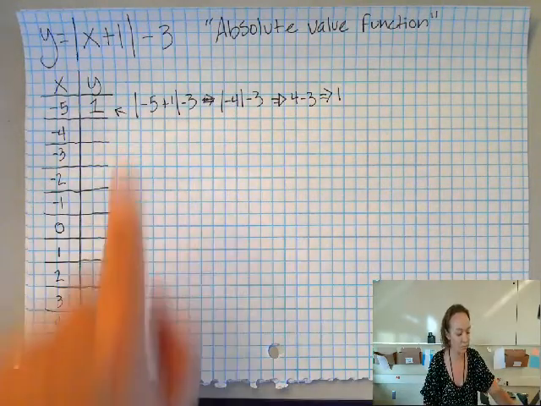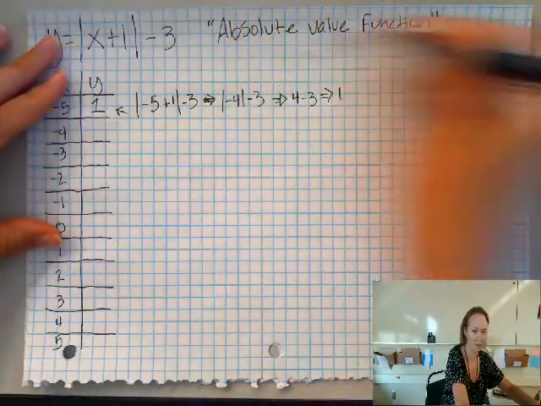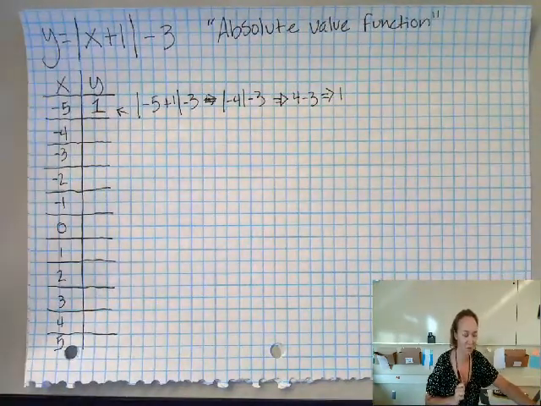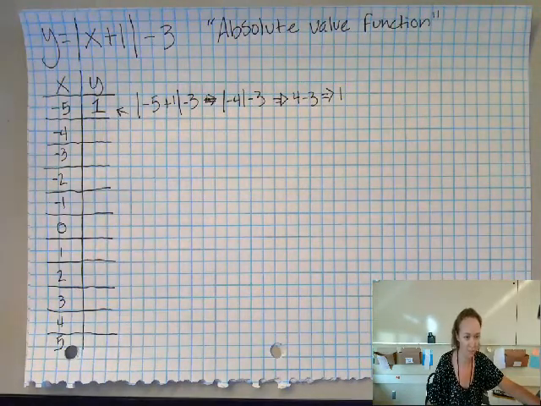I kind of wrote it along the side. Normally I don't actually do that. Normally I just jot it off on the side somewhere, but I'm trying to be more organized for you guys. So keep going. If you realize now you did them all wrong, erase, try again.